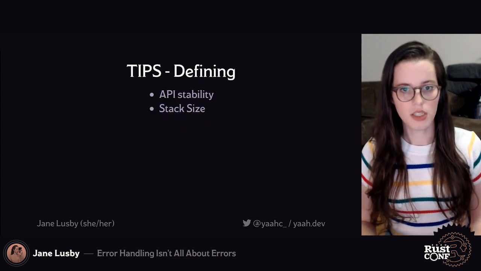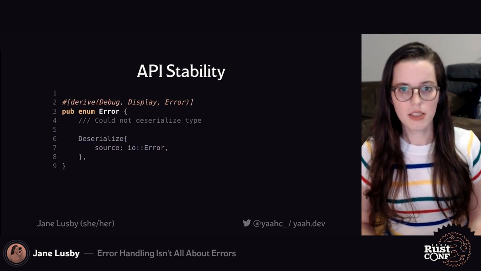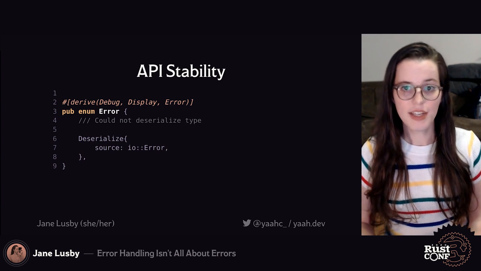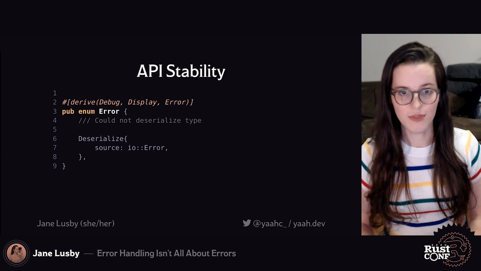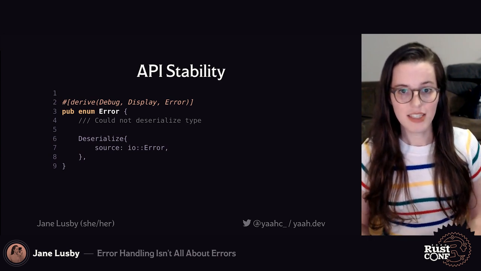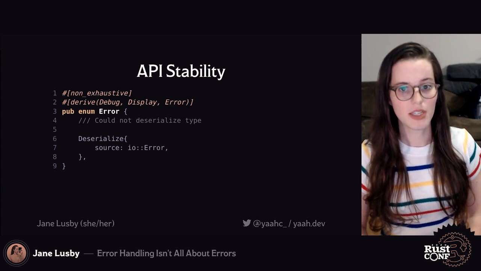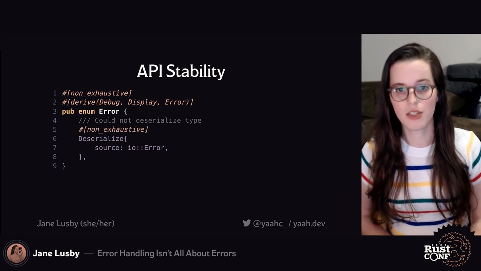Now, before we continue, there are some things I'd like to share that I think are useful to know when defining errors. First, with API stability, there's an easy pitfall to run into as a library author. If you just create a public enum for your error type, adding a new variant or even a new member to an existing variant is a breaking change and will make you bump your major version. This can be avoided simply by adding non_exhaustive to error enums where you think you may wish to add new variants in the future, or to specific variants where you think you may wish to add new members in the future.